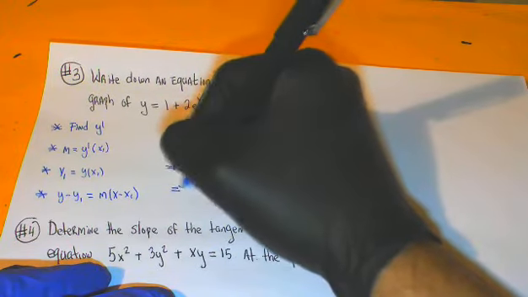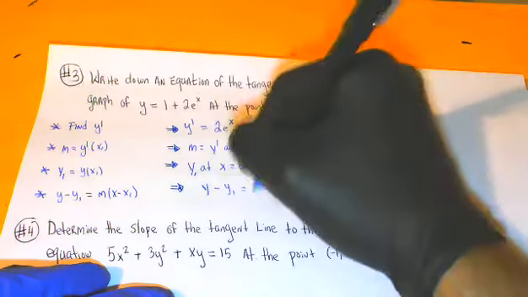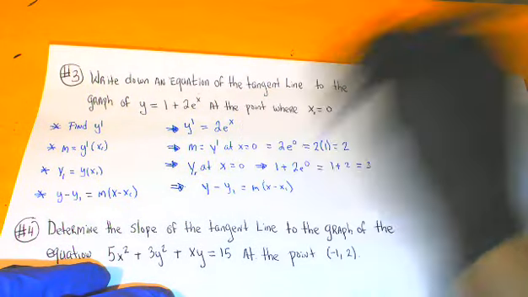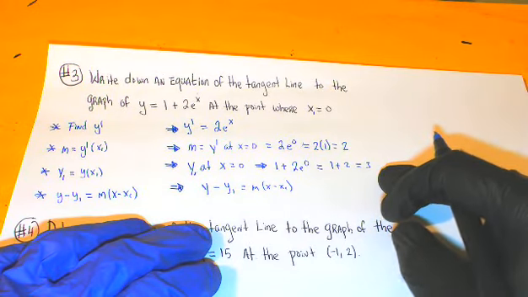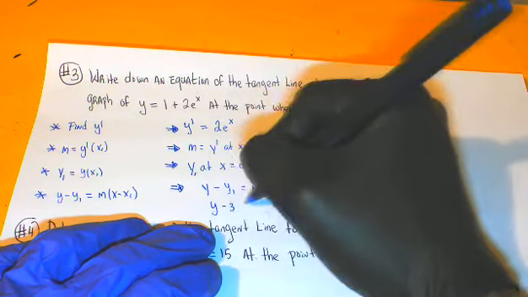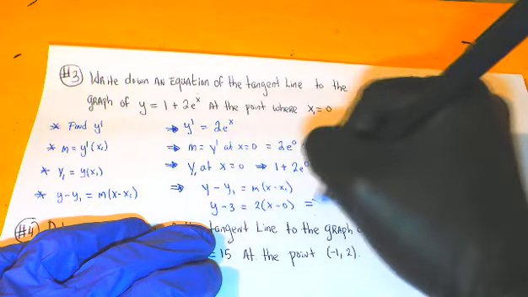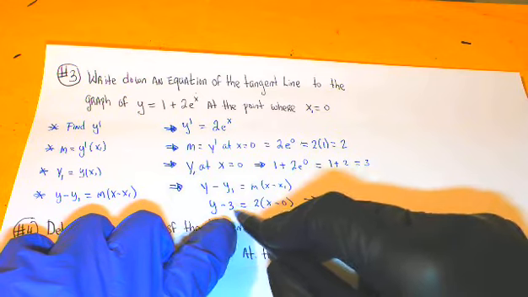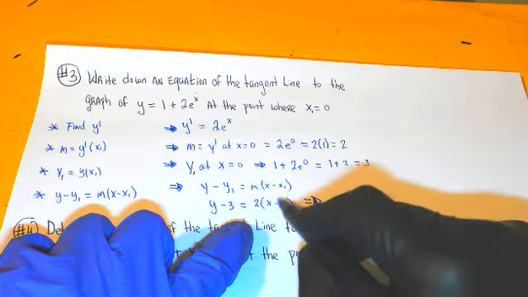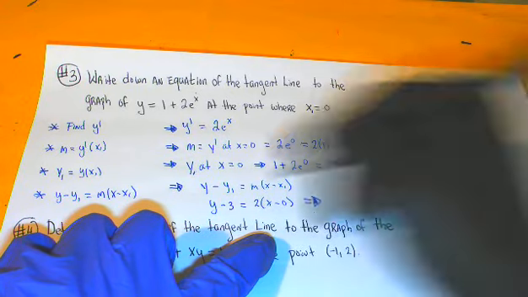So therefore, we have this equation. y minus y1 equals m times x minus x1. Just plug in your values and rewrite it in terms of your slope-intercept form. So what we have is y minus 3 equals 2 times x minus 0. Now if you were to rewrite this, you're going to have y minus 3 equals distribute your slope, you have 2x minus 0.